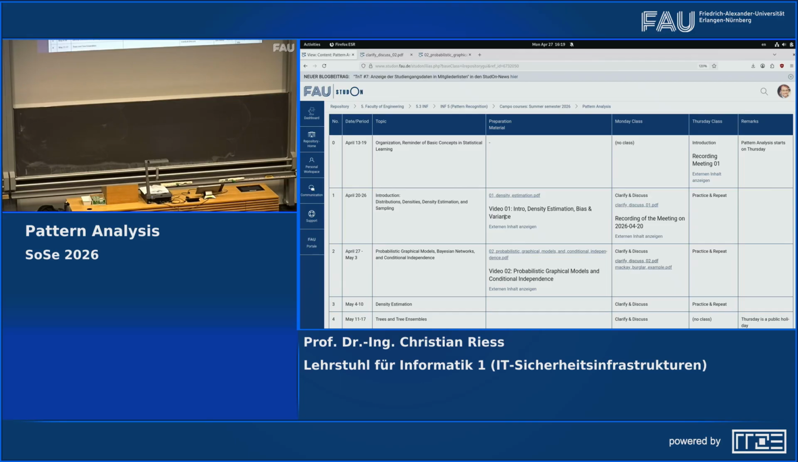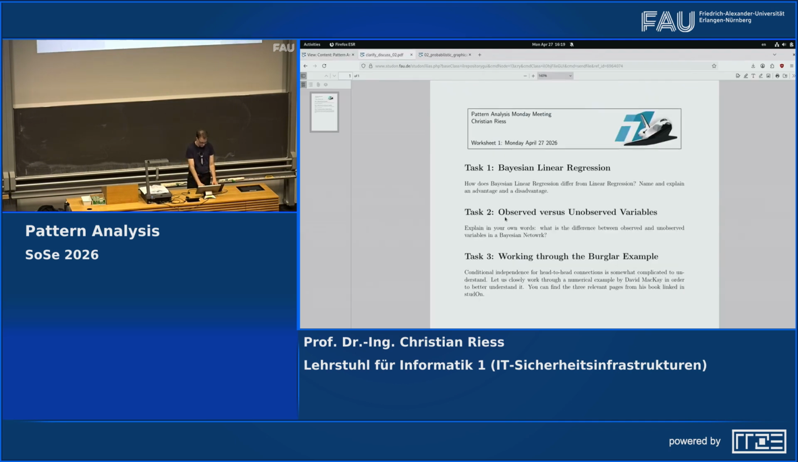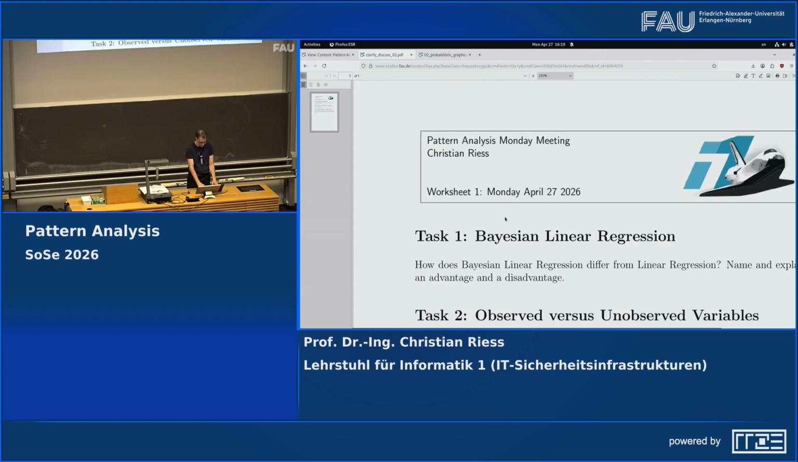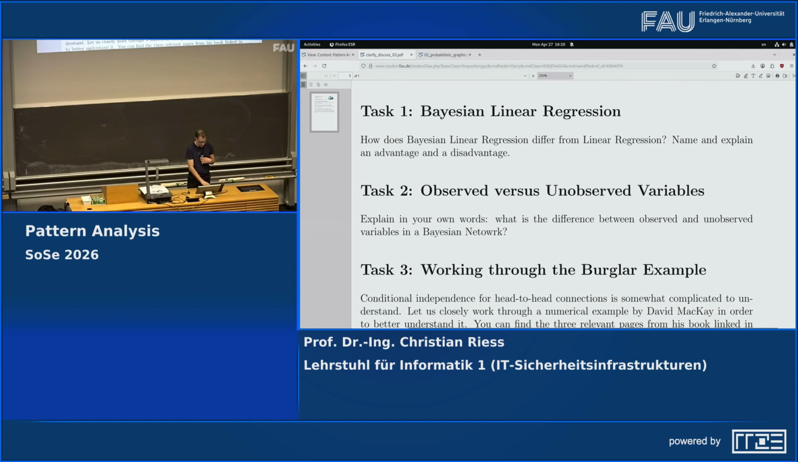Okay, I mean, we can just start and have a look here at the things I wanted to discuss today. So the first thing is this Bayesian linear regression. I just wanted to follow up on that.